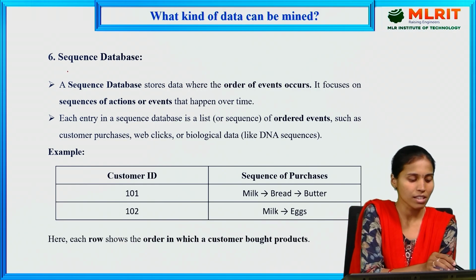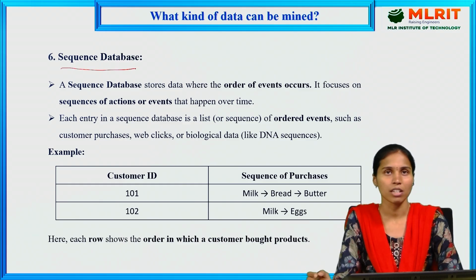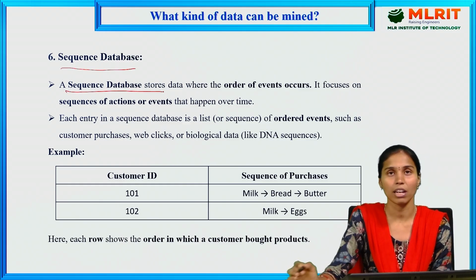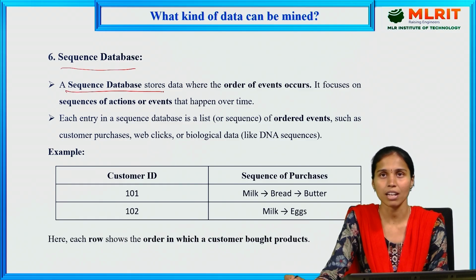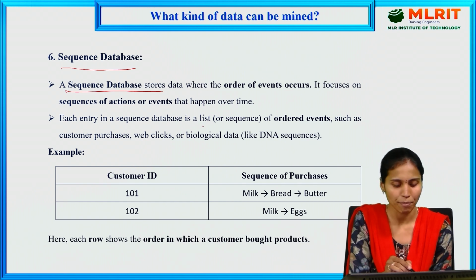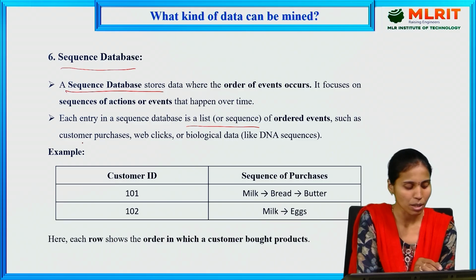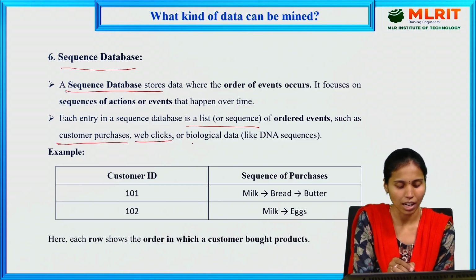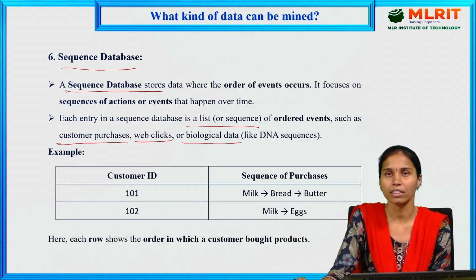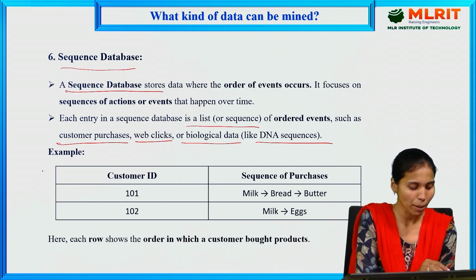So next one is a sequence database. A sequence database stores data where the order of events matters. It focuses on the sequence of actions or events that happen over time. Each entry in a sequence database is a list of ordered events such as customer purchases, web clicks or biological data like DNA sequences.